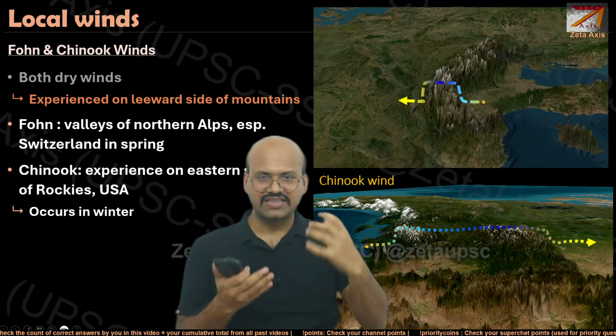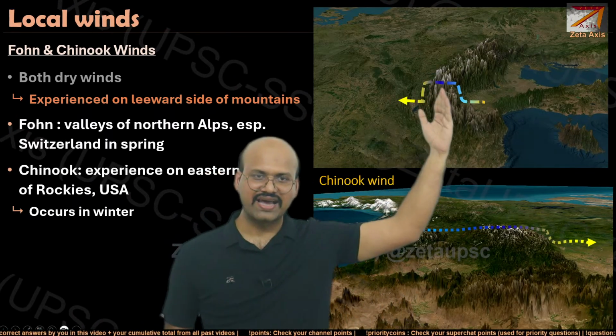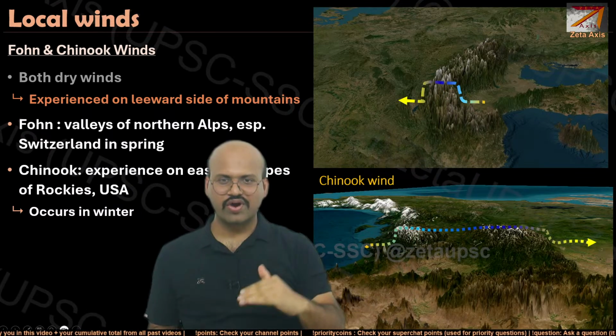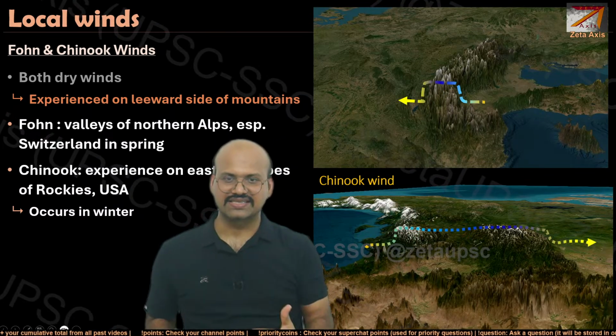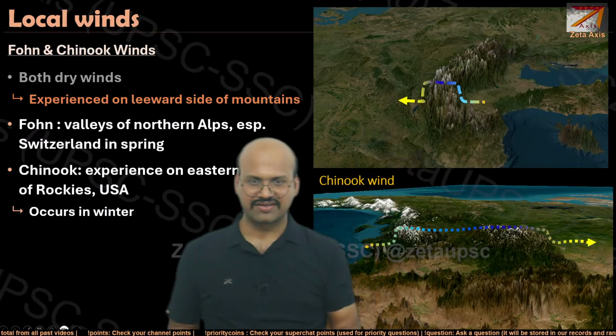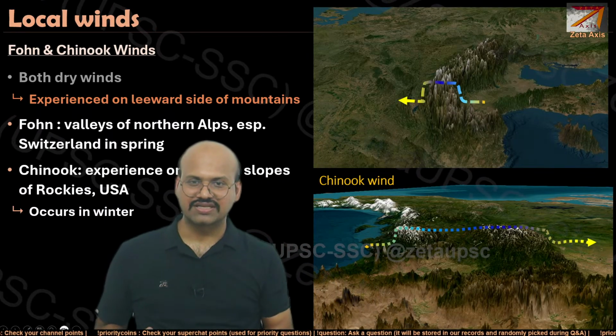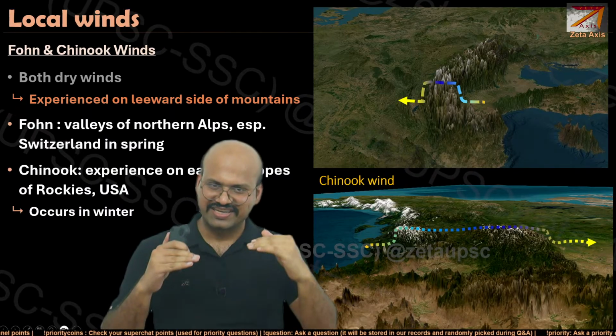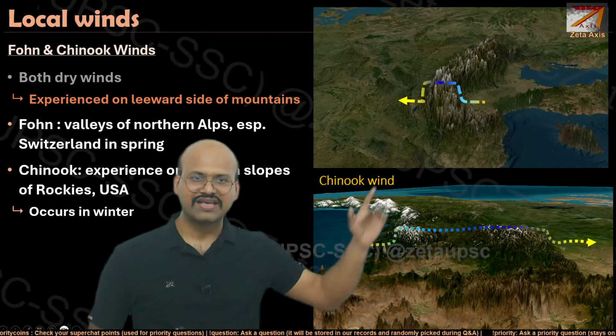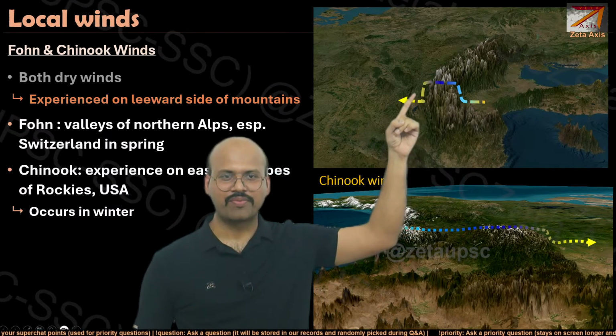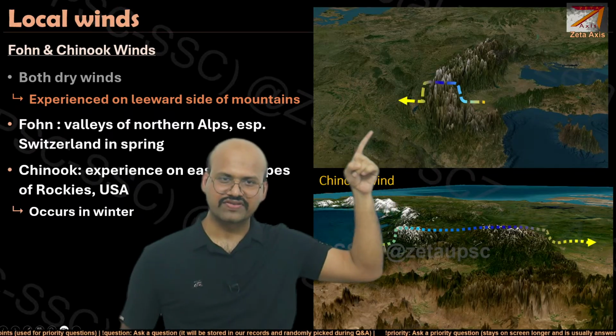And we know that when the air moves from the high altitude towards the lower altitude, the pressure increases. It gets adiabatically heated. Once it gets adiabatically heated, the moisture carrying capacity is higher. The relative humidity decreases. Therefore, it will not give rainfall. In fact, it is warmer. So it increases the temperature of this region.